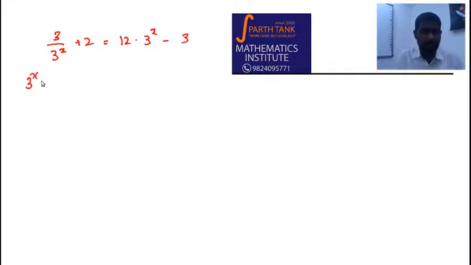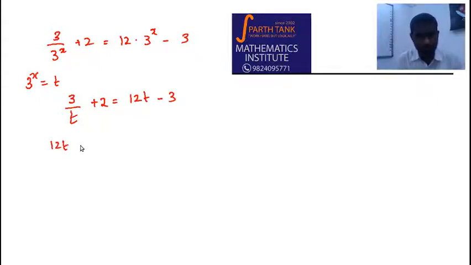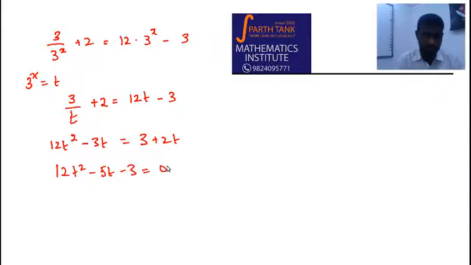Take 3 raised to x as t. So this becomes 3 by t plus 2 is 12t minus 3, or 12t. Let us say we multiply the whole thing by t squared. So 12t squared minus 3t is equal to 3 plus 2t. I am multiplying everything by t. So 3 plus 2t is equal to 12t squared minus 3t. Bring it all to one side. 12t squared minus 5t minus 3 is 0.